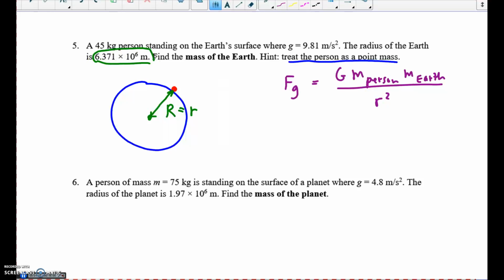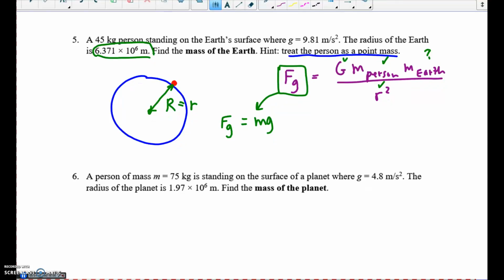Okay. I know the mass of the person, I know the r, the distance between the person and the Earth, and I know big G. I'm looking for mass of Earth, so I can't solve yet because I don't know the force of gravity on the person. But we have another equation for force of gravity. We do Fg equals mg. In this equation, we plug in the mass of the person, or whatever is on the surface. So the mass of the person here is 45 kilograms. The g is 9.81 at the surface of the Earth where the person is standing. And I calculate.